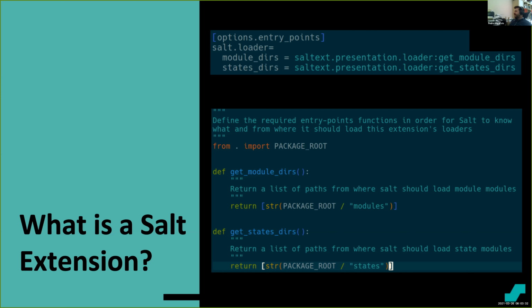It also needs a file. So in this case, it's the loader.py that I show below. And it basically just needs to return a list of directories so that the salt loader knows where to load these extensions from, the modules, the execution modules, and the state execution modules. And at its core, that's it. It doesn't need anything else, and Salt will pick it up and load them and use them.